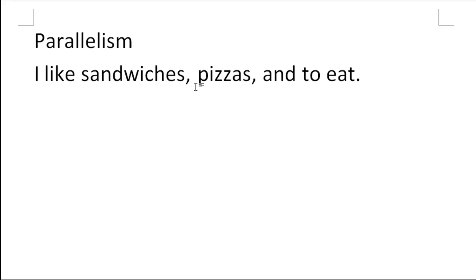That's why it's not going to underline what's wrong. But what is wrong over here? What doesn't seem parallel over here? It doesn't seem like it matches. And what does match is this part over here, and to eat. All of a sudden, you have these nouns, sandwiches, pizza, and to eat. All these things are things, and this is an infinitive, to eat.